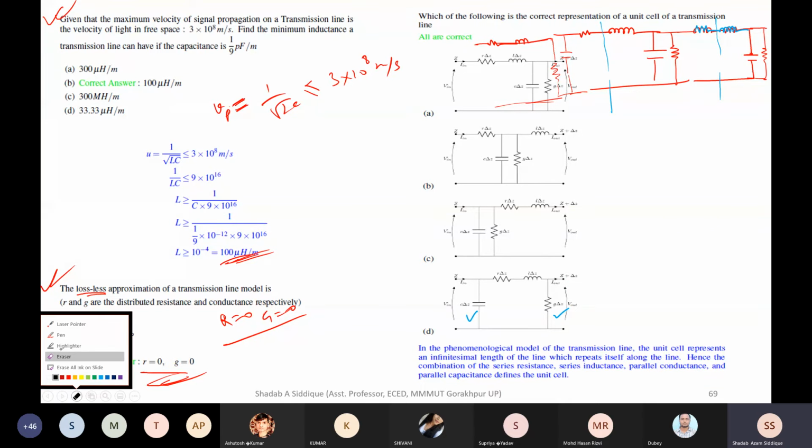Okay. Am I audible? Yes, sir. Yes, sir. So all these unit cells is correct.